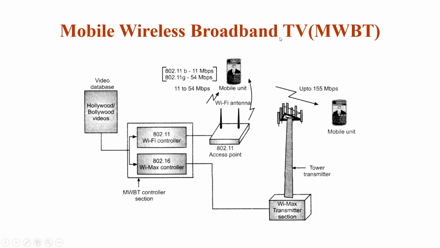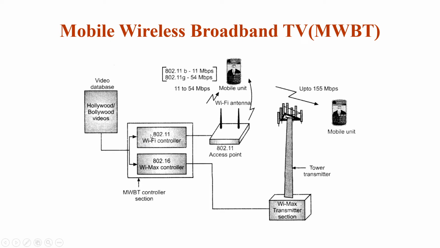Mobile wireless broadband television, that is MWBT. You can see here your video database will be given to two wireless systems, an 802.11 Wi-Fi controller or an 802.16 WiMAX controller. That WiMAX controller will be given to the WiMAX transmitter section, so very high quality data will be given to your mobile unit. As you're using 802.16, your speed will be high and your quality will be high, up to 155 megabits per second data rate. It will be given to the mobile unit.